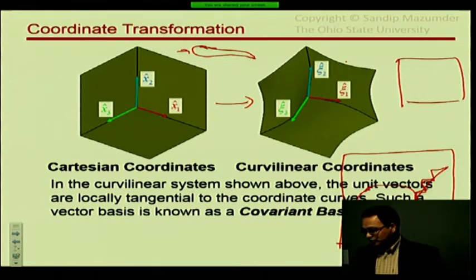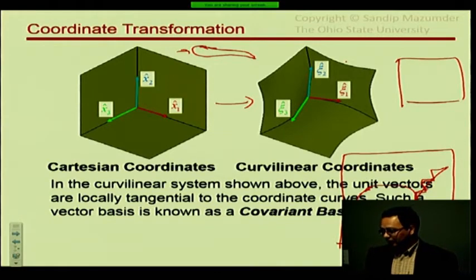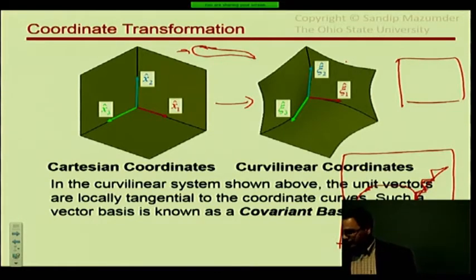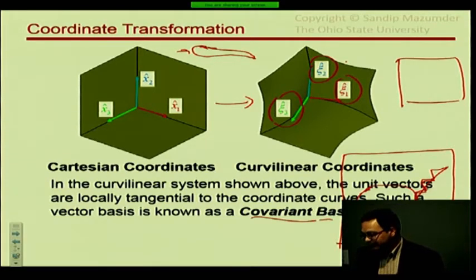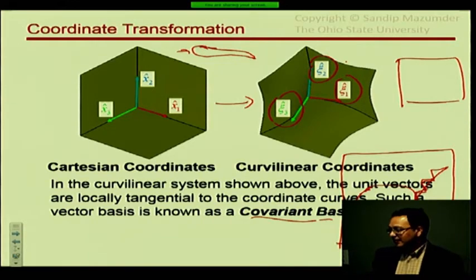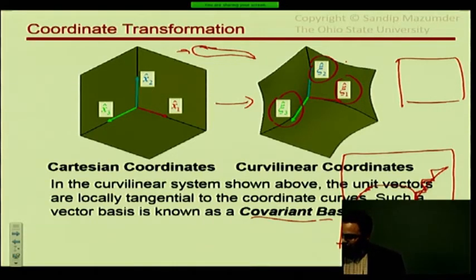So this is what we are trying to do. Now, just for your information, this unit vector set that I've shown here, xi1, xi2, xi3, are called covariant basis vectors. The definition is that they are tangential to these curves you see here. So they are locally tangent to those curves.